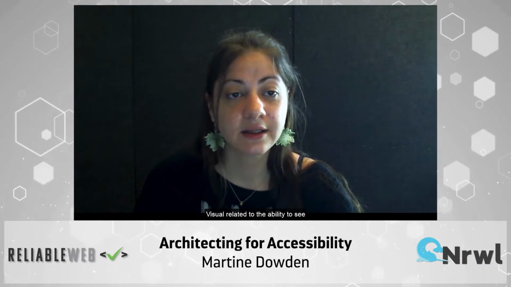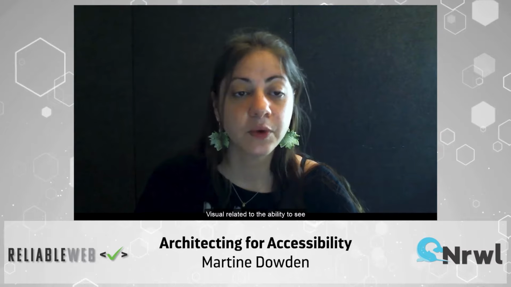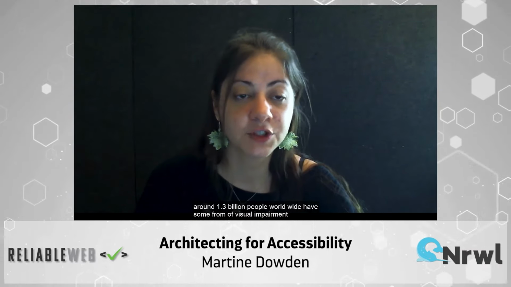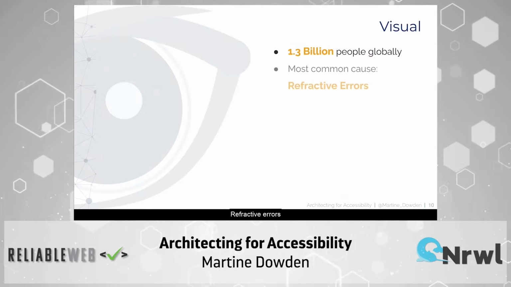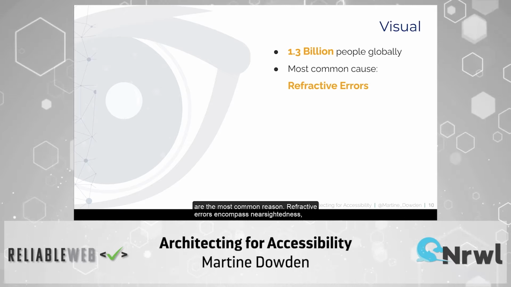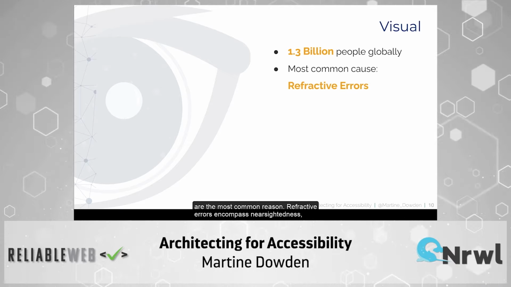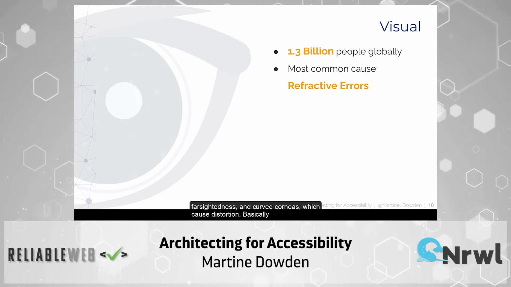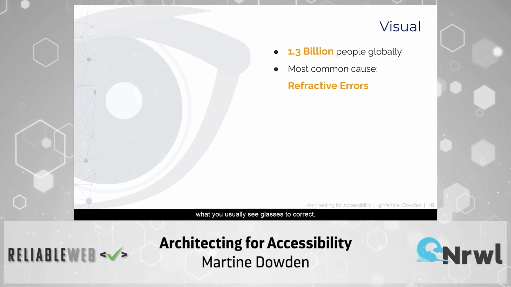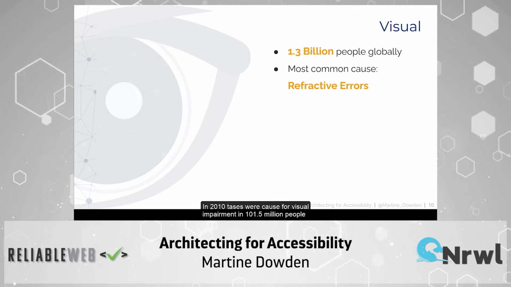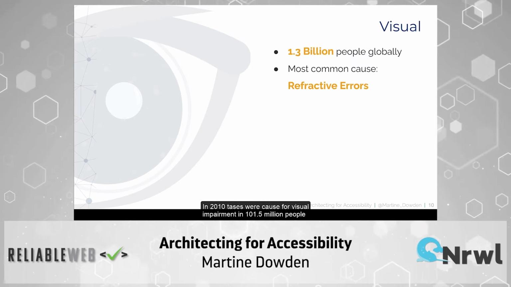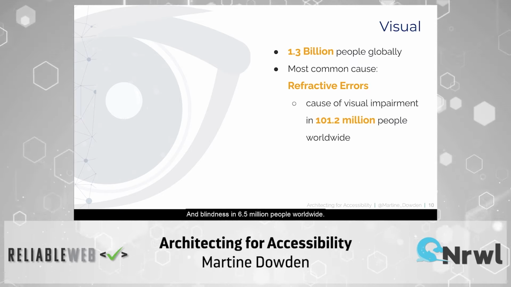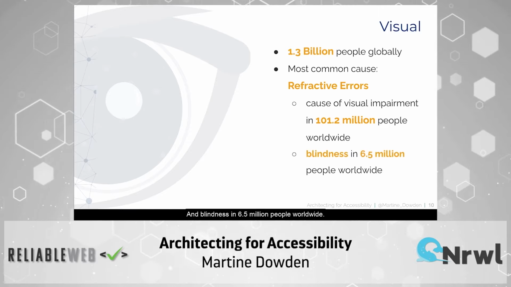Visual, related to the ability to see: around 1.3 billion people worldwide have some form of visual impairment. This can vary from mild to substantial uncorrectable vision loss in one or both eyes. Refractive errors are the most common reason. Refractive errors encompass nearsightedness, farsightedness, and curved cornea, which cause distortion. Basically, what you usually see glasses to correct. In 2010, these were cause for visual impairment in 101.5 million people, and blindness in 6.5 million people worldwide.